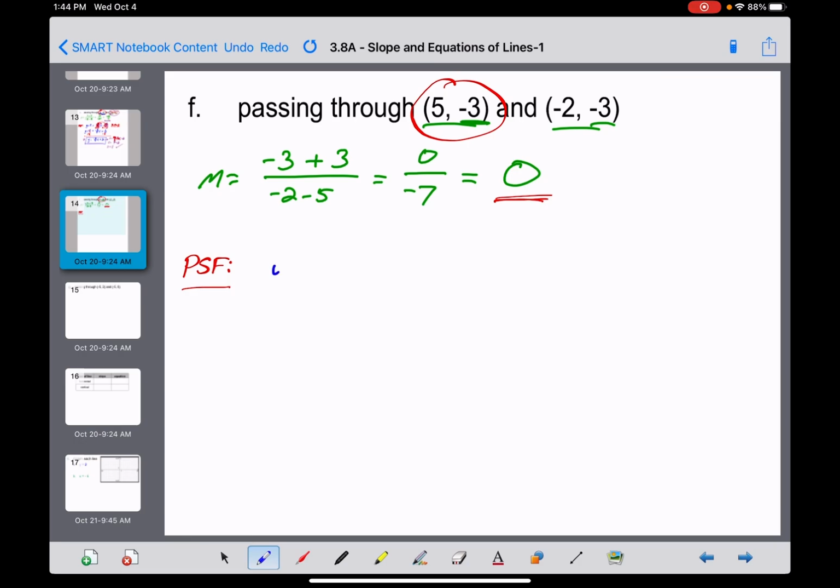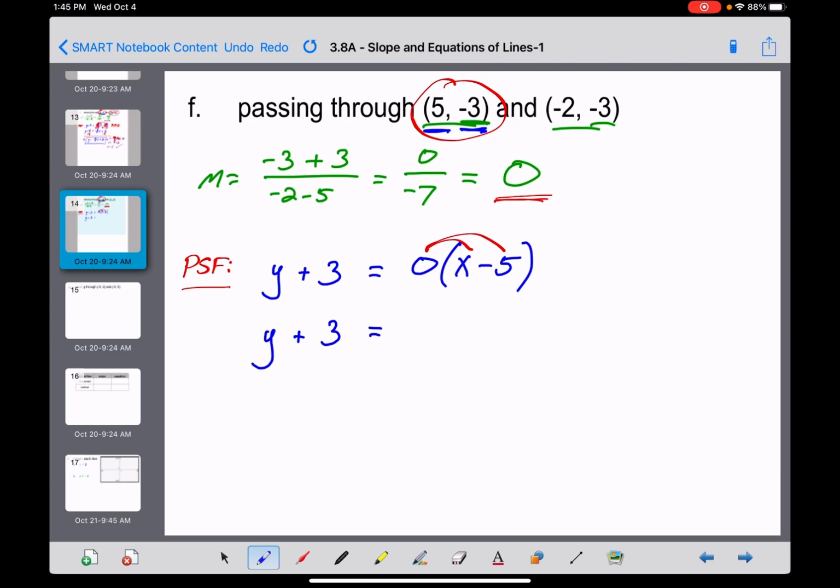So here goes. Y minus your y coordinate of negative 3, so that's actually a y plus 3, equals your slope, which is 0, and then that's going to get multiplied by x minus your x coordinate, which is 5. And what did we do here in the last 2, 3, 4 problems, I think? We distributed the slope. Do the same thing, guys. I don't care that it's 0. Keep doing the same thing.